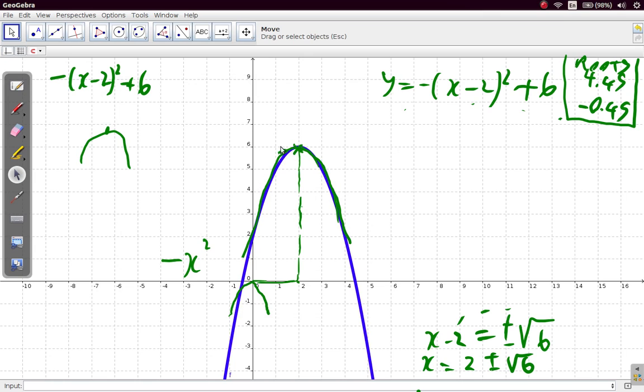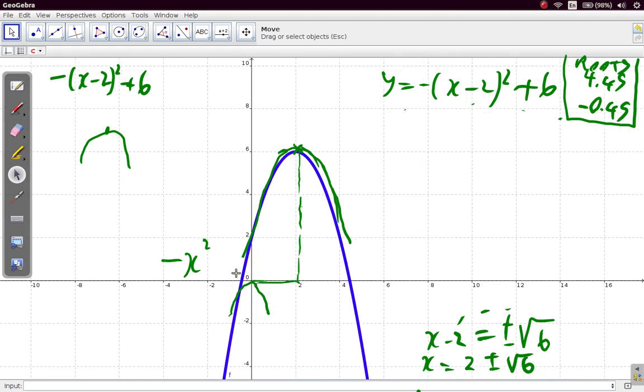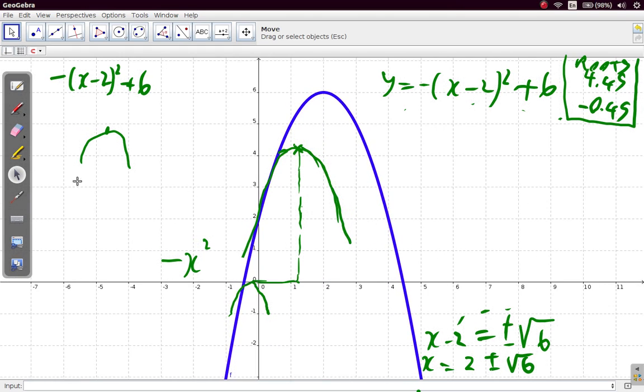So the maximum point is at 2, 6. The roots are at negative 0.45. Yeah, it seems like it. And 4.45. Nice. Right.